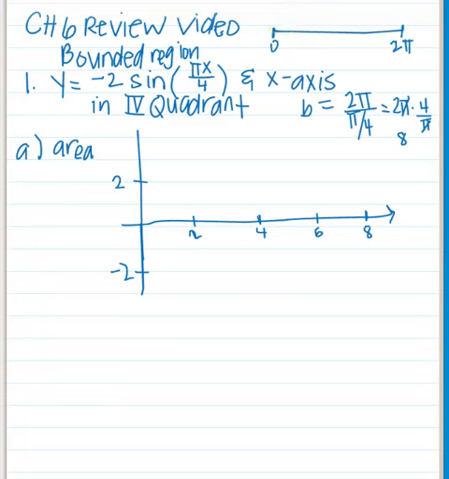Because it is a sine function, we will start at 0, 0 and go to the next point, then up and lastly down. So we want to be bounded by this curve, the x-axis, and only the portion that's in the fourth quadrant. That cuts us off to just this section here. The portion up top is in the first quadrant, so I don't want that. That's going to be my bounded region for this problem.